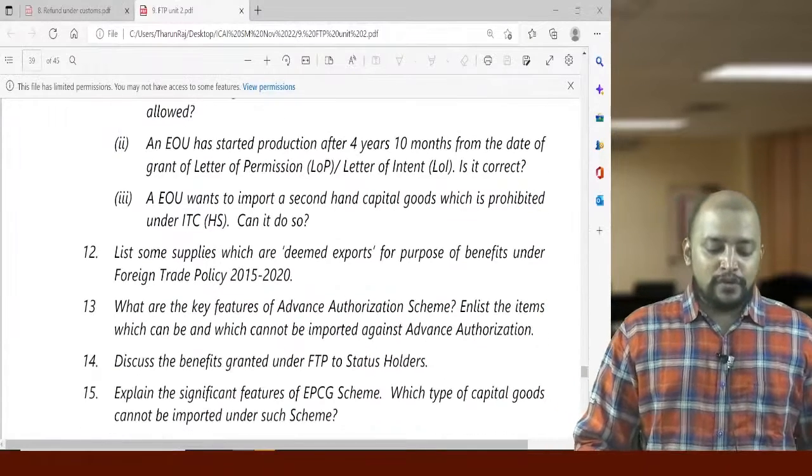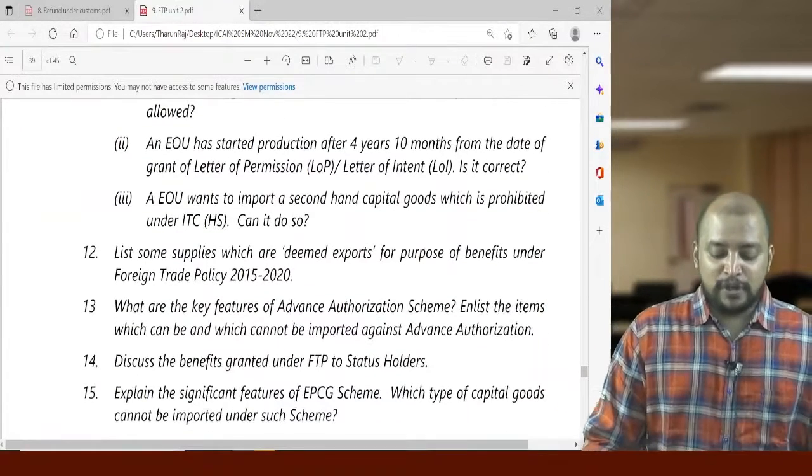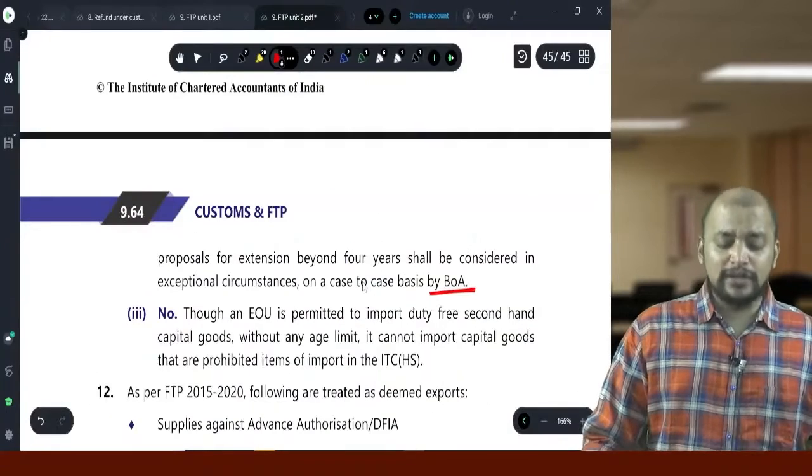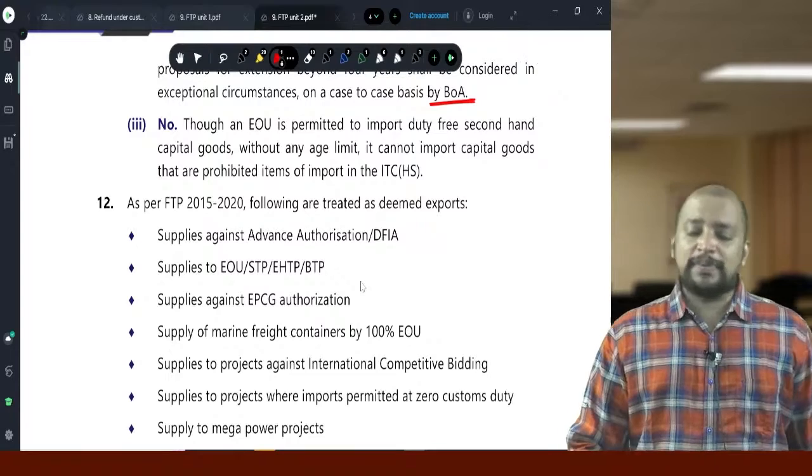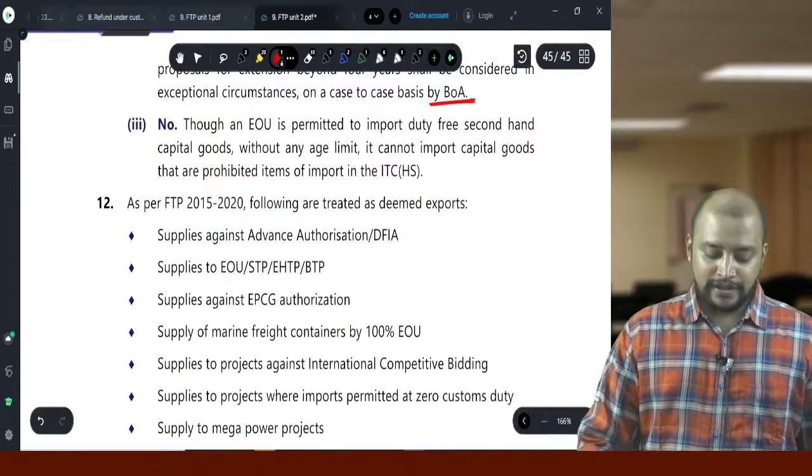Then an EOU wants to import second hand capital goods, which is prohibited. Prohibited goods, no one can import. Even EOU, EHTP, STP, no one can import prohibited goods.